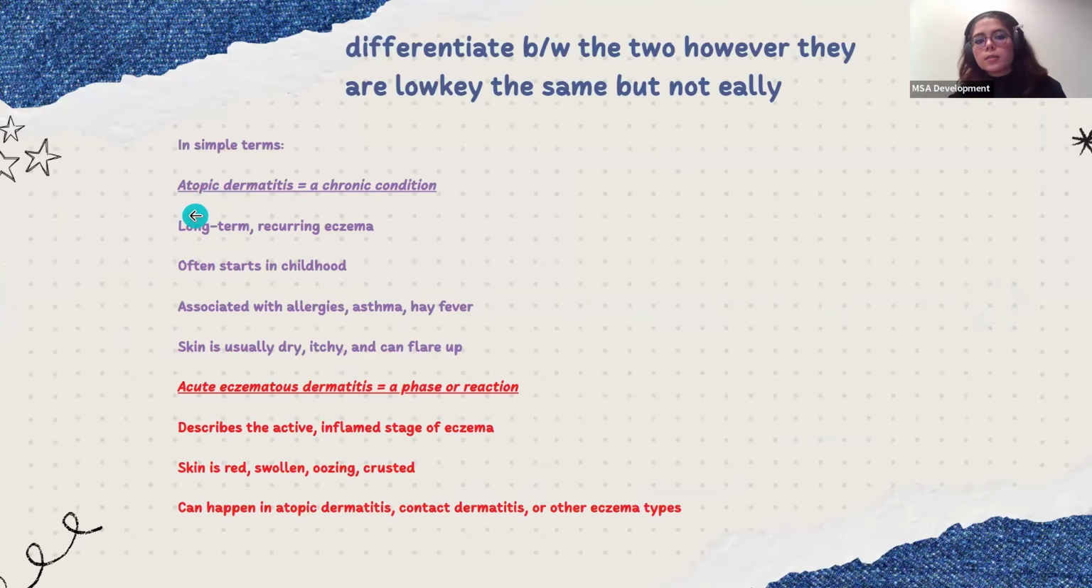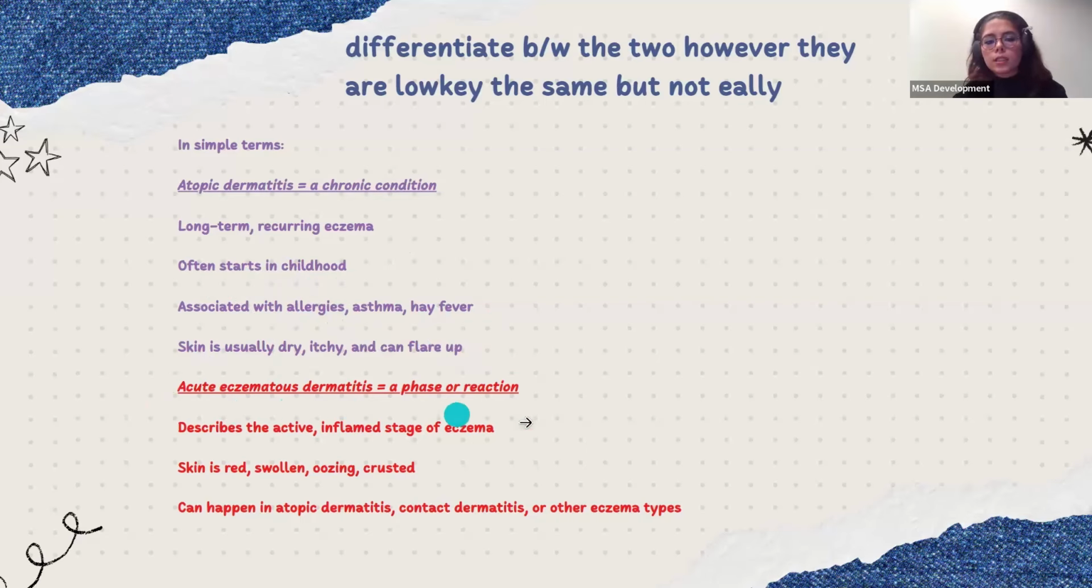Atopic dermatitis is a chronic condition. You always have dermatitis. Also, I prefer saying dermatitis. It's long-term recurring eczema. It starts in childhood. It's associated with allergy, asthma, and hay fever. The skin is usually dry, itchy, and can flare up.